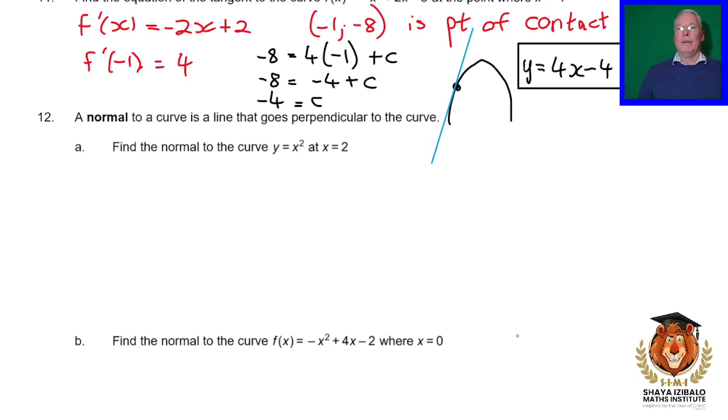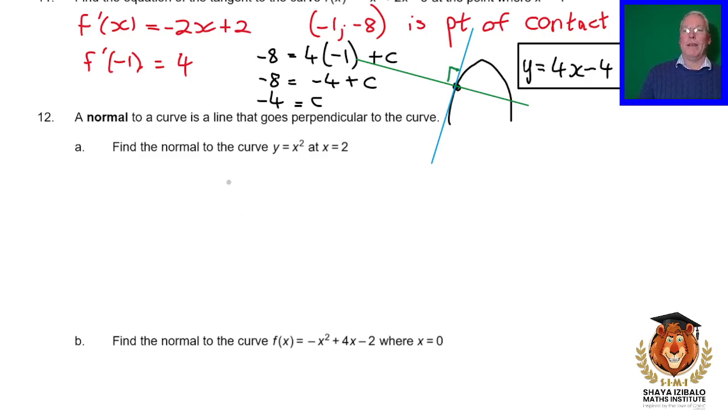Okay, now we talk about a normal to a curve. What a normal to a curve is, it's a line, and I'm just going to draw it in here. It's a line that goes perpendicular to the curve rather than parallel. So a tangent goes parallel to the curve, a normal goes perpendicular at 90 degrees.